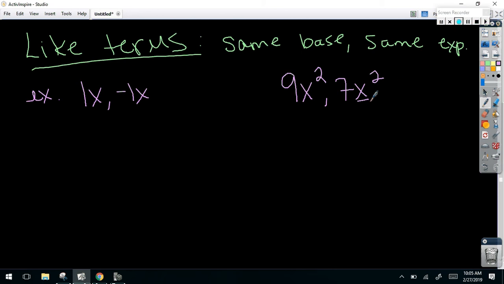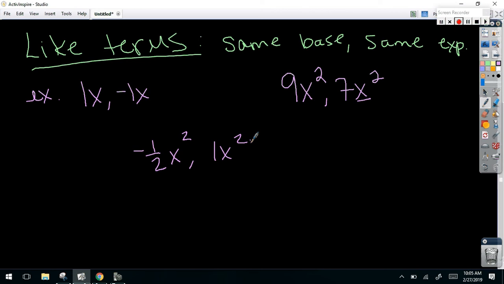The base is just the x. The number in front is the coefficient. But remember, the base is just the x. Okay, so that's what I'm looking for. Give me another set of like terms. Somebody, anybody. Negative 1/2 x squared and... those are like terms. They're like terms because the variable, the base, and the exponent are the same. Okay? When those are the same, they are like terms.